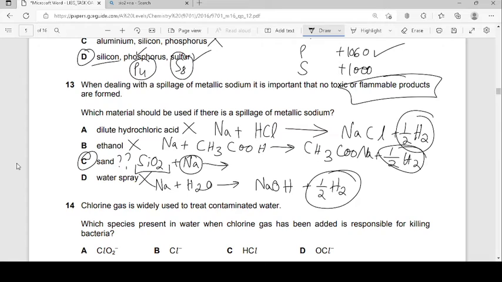I really can't find the answer in my... I have a feeling that it does not react with sodium. Personally, I feel that that's the answer, because it doesn't react with a lot of things, does it?